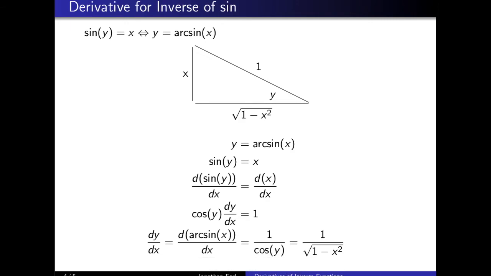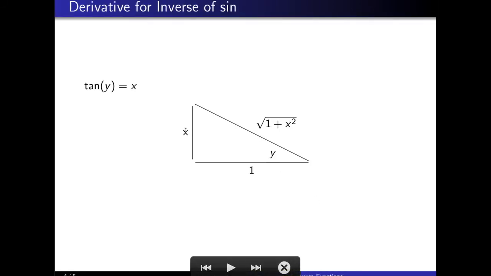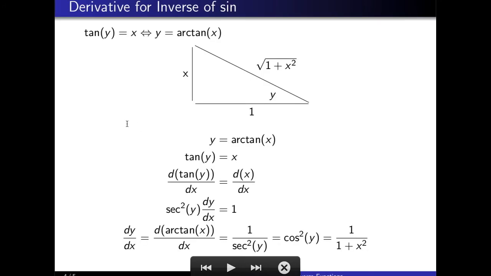We could do the same kind of trick to get arccosine as well, and also arctangent, but I'll do the tangent one. So suppose that tangent of y is x. That tells us that our opposite side is x, our adjacent side is 1, so our hypotenuse is the square root of 1 plus x squared. Doing the same kind of thing from before, the tangent of y is x, and we'll use this to come up with the derivative for arctan. So y is arctan, and we're trying to find dy/dx.